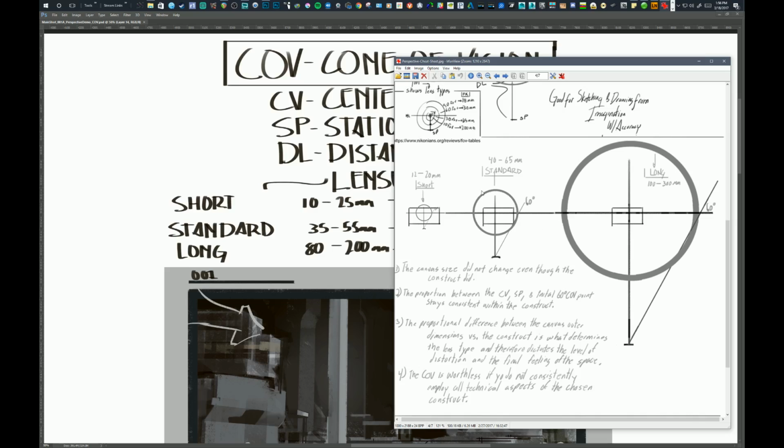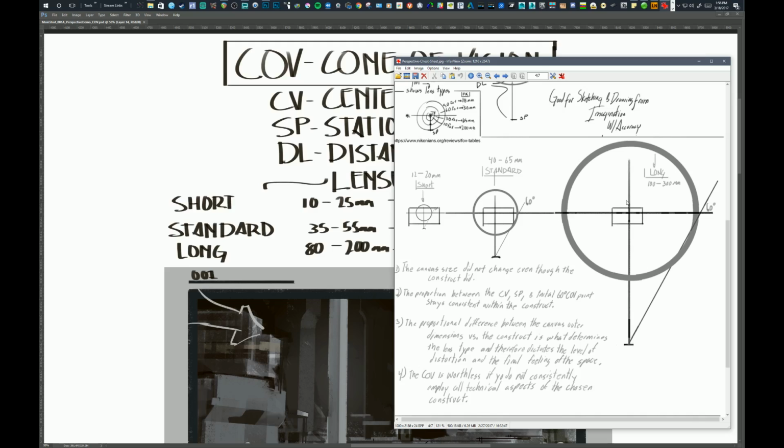Okay, so with that said, notice the proportion between the station point, the 60-degree cone of vision, and the center of vision. Over here, the proportional distance between the station point, the cone of vision, and the center of vision always remains the same. No matter how small the canvas is inside this construct, or how I scale the construct around the canvas, that proportion of the 60-degree field of view will always remain the same.